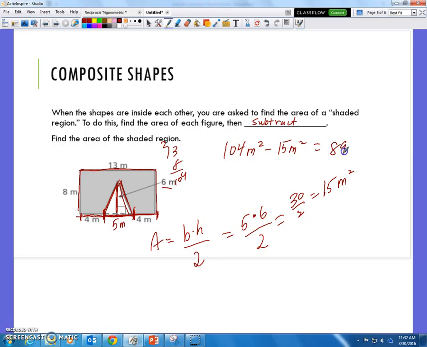So that leaves us with 89 meters squared. Okay, we found the area of the whole thing, and then we subtracted the parts we didn't want, which was all that. And that left us with the area we were looking for.